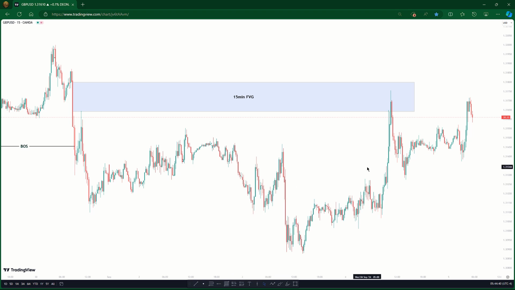there's a high probability that it's just going to seek internal range, or it's just offering fair value or trying to rebalance. All right, because you can see this big 15-minute fair value gap here. The market is just trying to rebalance.